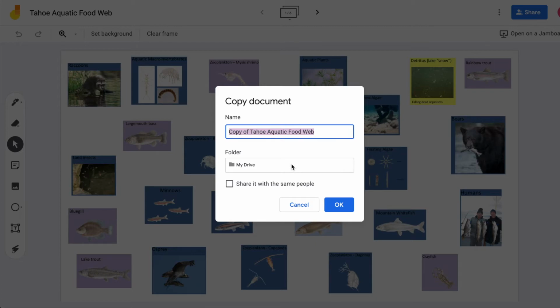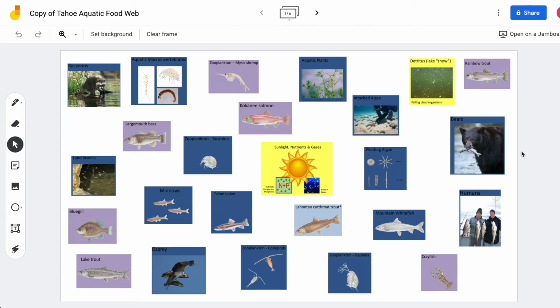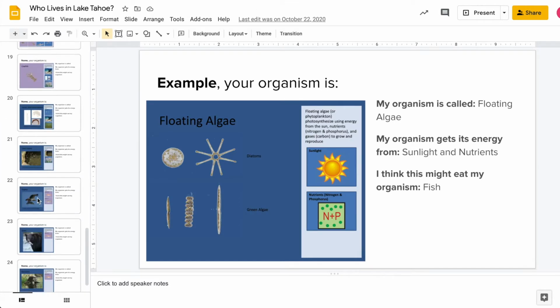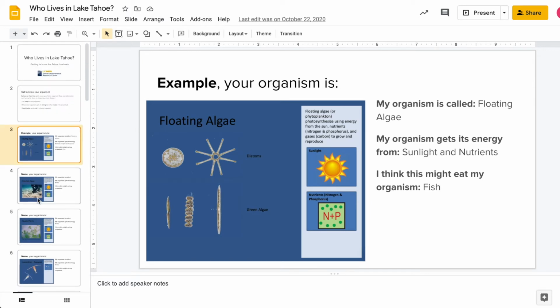And then once you've done that, you can go ahead and edit it. You're going to need both this Jamboard and the document Who Lives in Lake Tahoe that has the list of all 23 organisms that we have here. So you can pick your 5 favorite out of this list and start to create a food web. I'm just going to start with the floating algae. And as we discussed before, this floating algae gets its energy from sunlight and from nutrients.